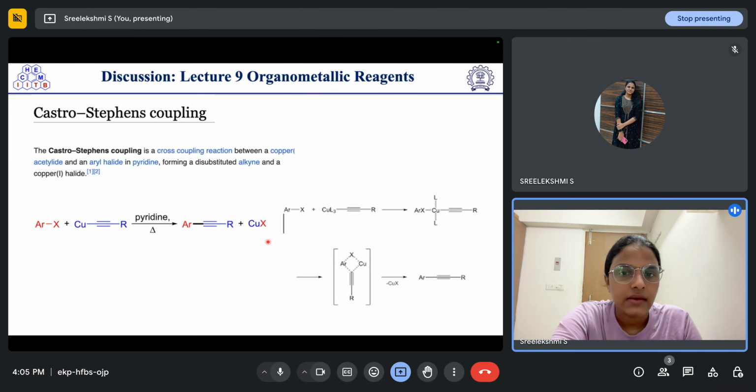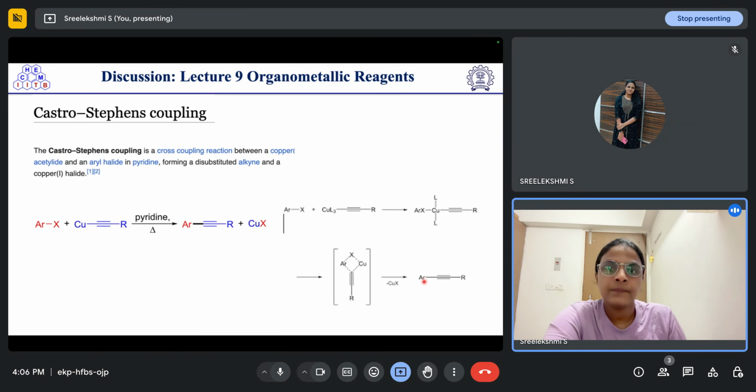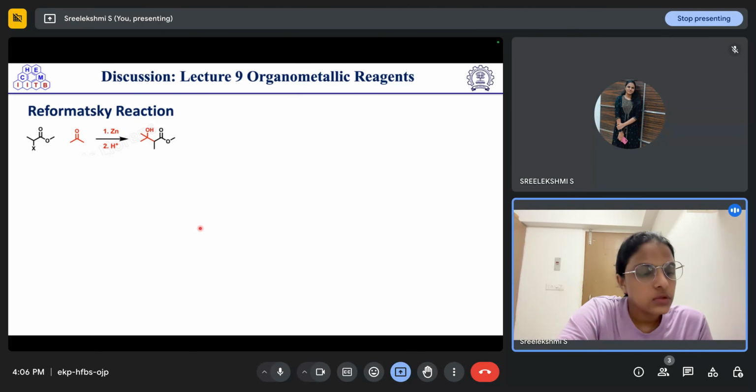So the mechanism is like that. First, this copper acetylide complex and this aryl halide will undergo oxidative addition over this copper to form this particular complex, and then a reductive elimination kind of step occurs to get this coupled product. So that is the Castro-Stephens coupling, which is basically the coupling between an aryl halide and a copper acetylide to form a disubstituted alkyne. Then, coming to organozinc reagent, we have seen this Reformatsky reaction.